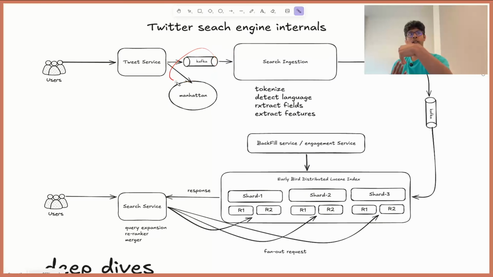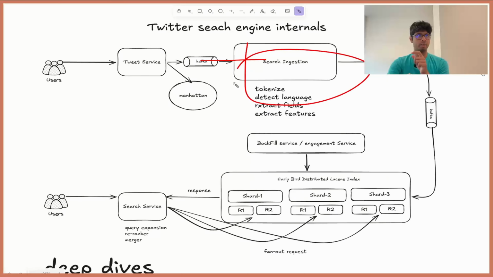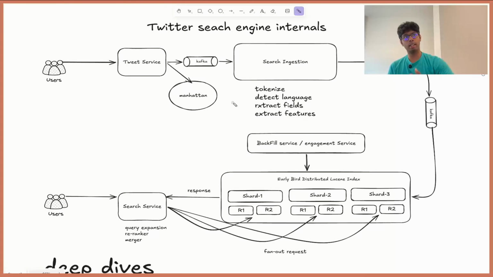So why are we choosing Kafka here? Basically, we are sending our data to the search ingestion service. In Twitter, we have to do a lot of things with our tweet. Basically, we have to send it to the analytics service or any other service. That's why we are putting Kafka here.